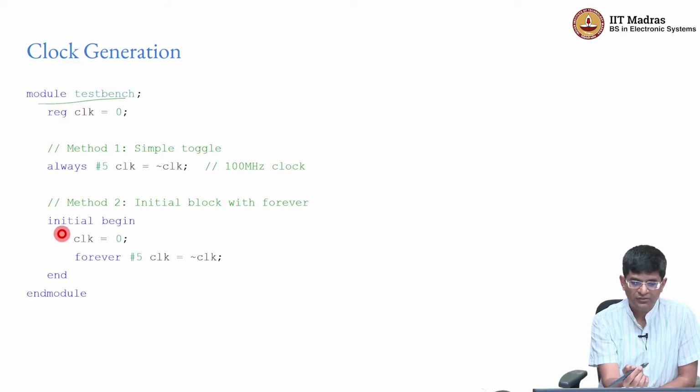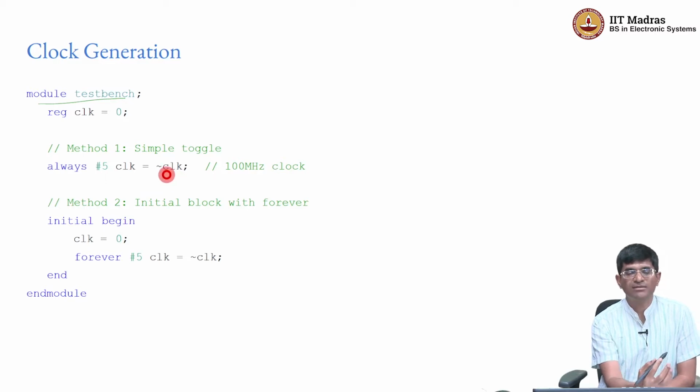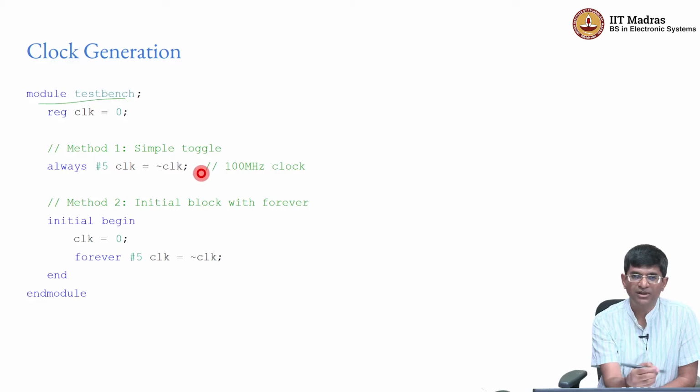The first method we can use is what's called a simple toggle. Essentially it says: always, after 5 nanoseconds, clock is equal to tilde clock. This is a very simple and neat way of defining a clock, a one-liner. Effectively, every 5 nanoseconds I flip the value of the clock, from 0 to 1, 1 to 0. So one complete cycle, 0 to 1 and back to 0, takes 10 nanoseconds. Therefore, the clock frequency is going to be 100 megahertz.